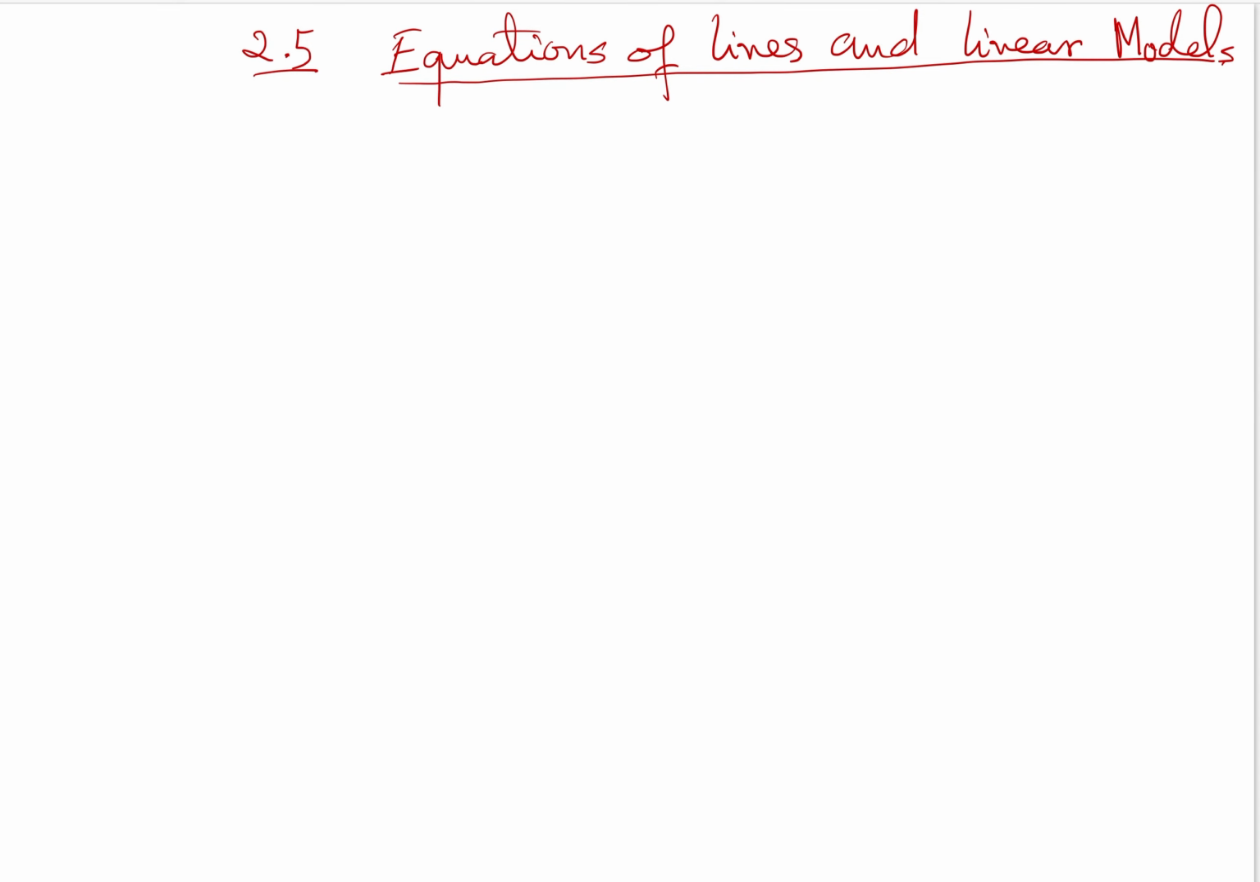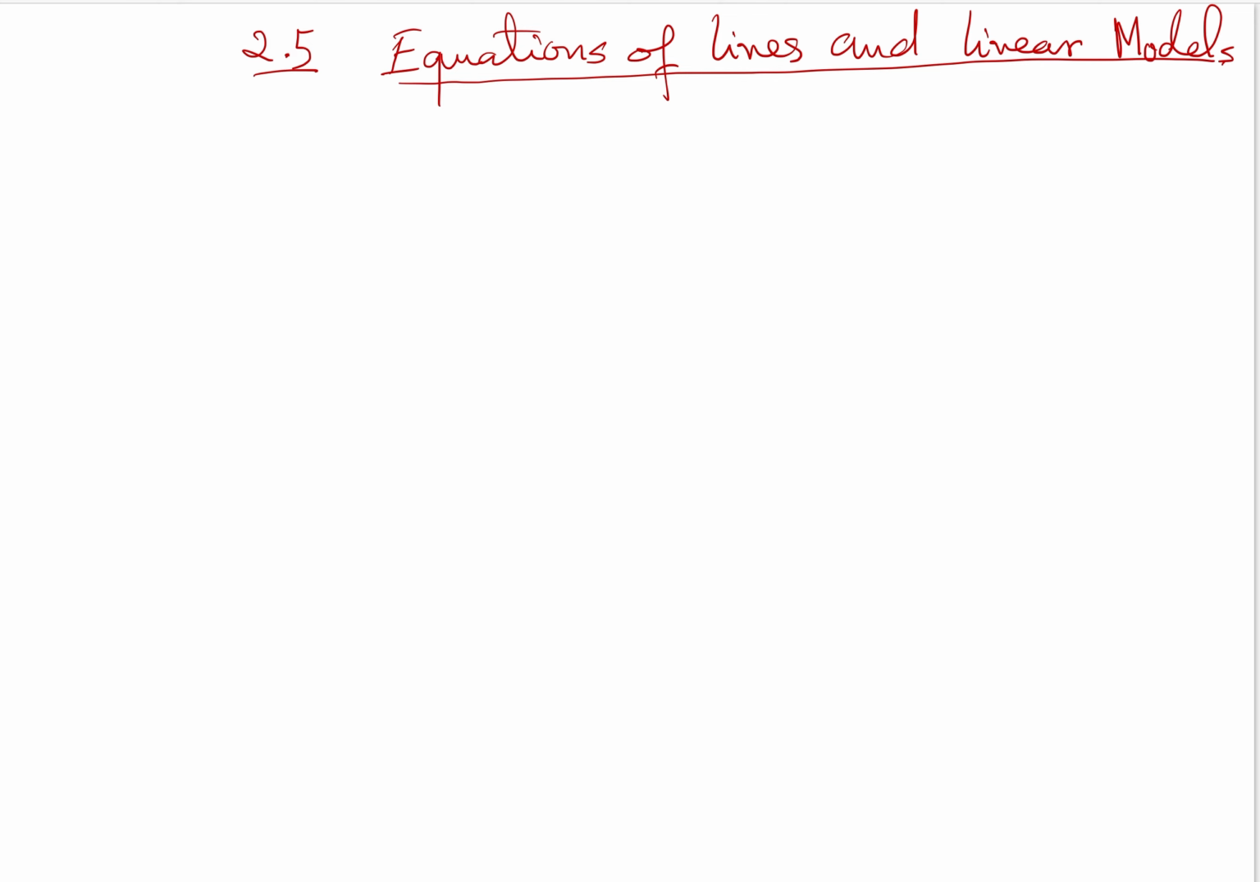Hello class. Today we should do 2.5 on equations of lines and linear models. So the equation of a line, we did talk about on 2.4, we did talk about the slope. Remember the rise over run I went over, and we also found the domain and the range. So now we have to reach the equation of lines.